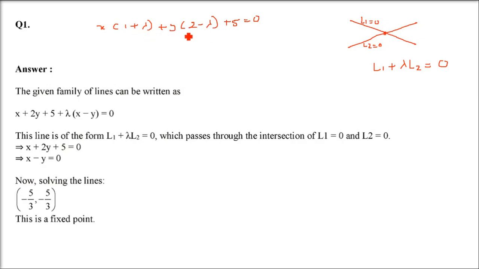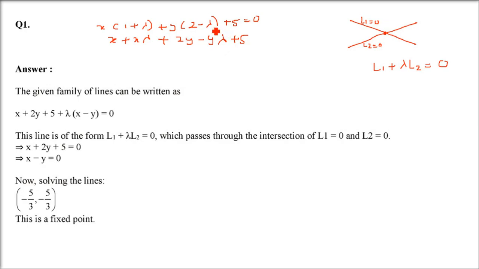So how do we do this? This is an equation of a line. Can we represent it in some form? Yes, we can. Just multiply this out: x plus x lambda plus 2y minus lambda y plus 5 equals 0. You can write it like this.